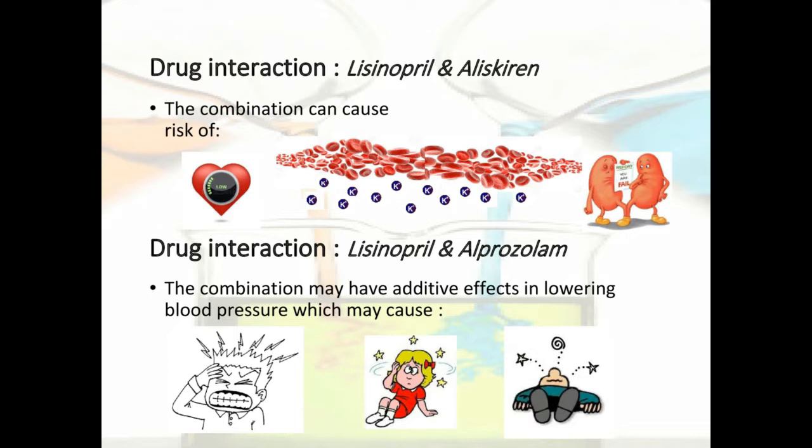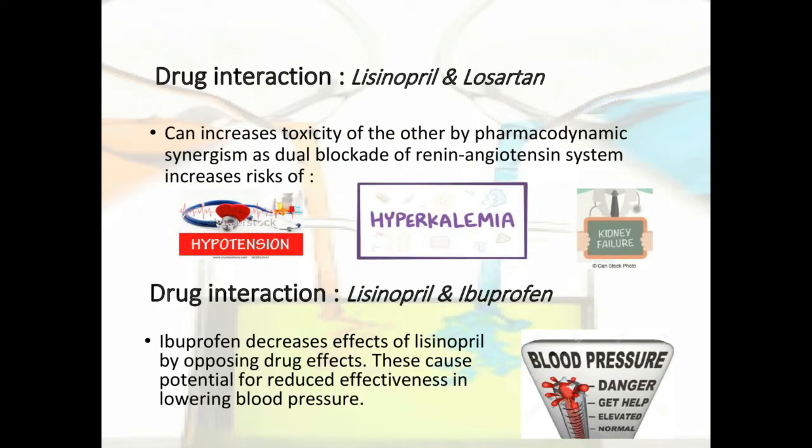Lisinopril and losartan can increase the toxicity of each other by pharmacodynamic synergism, as dual blockade of the renin-angiotensin system increases the risk of hypotension, hyperkalemia, and kidney failure. Ibuprofen decreases the effects of lisinopril by opposing drug effects. This causes potential for reduced effectiveness in lowering blood pressure.